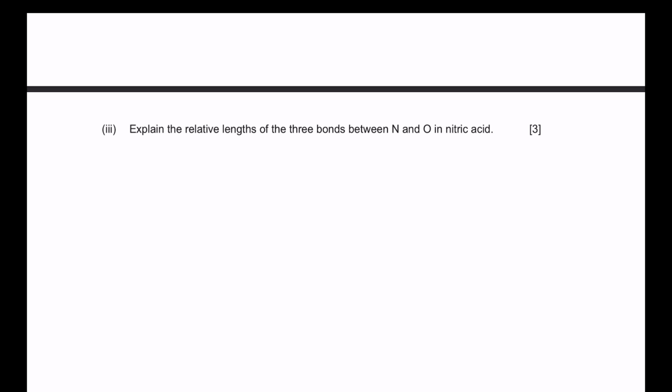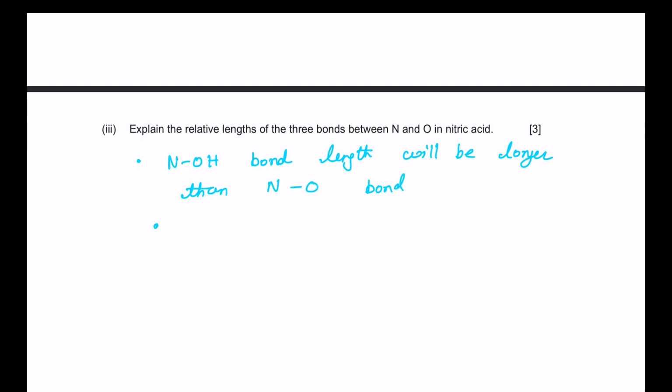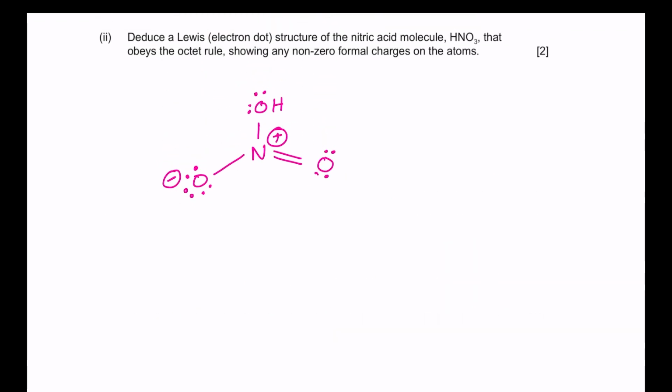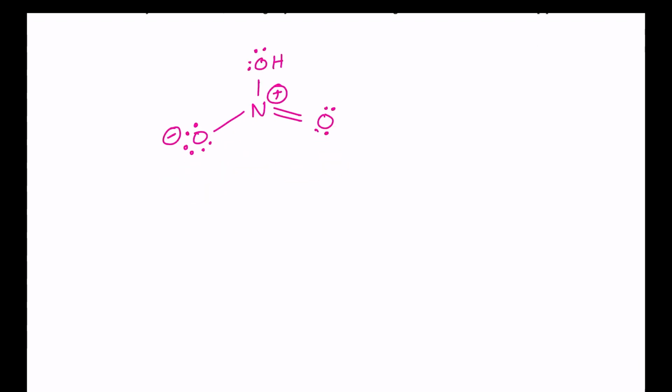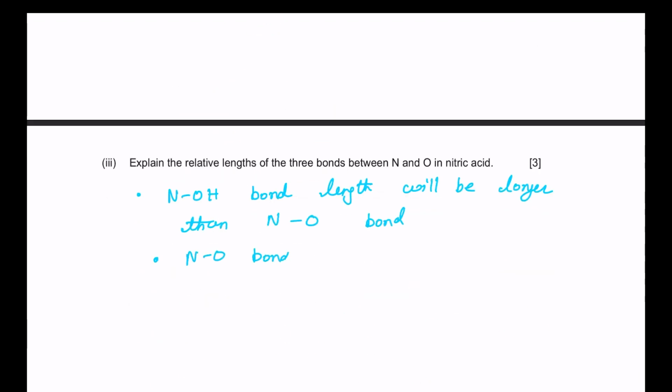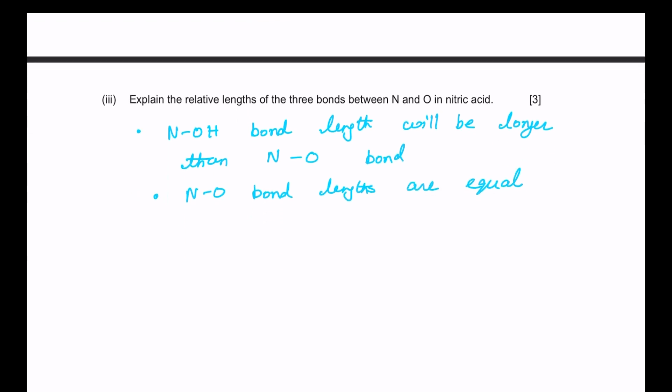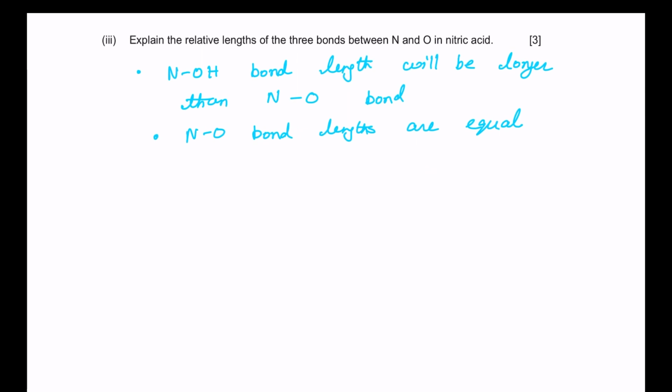Explain the relative lengths of the 3 bonds between N and O in nitric acid. Firstly, we see that the N-OH bond is a single bond, right? So single bonds will have the highest length. So the first part is the N-OH bond length will be longer than the N-O bonds. Now, due to resonance, because of possible resonating structures, the N-O bond lengths are basically equal. So the second part is the N-O bond lengths are equal. So that's all about the relative lengths.